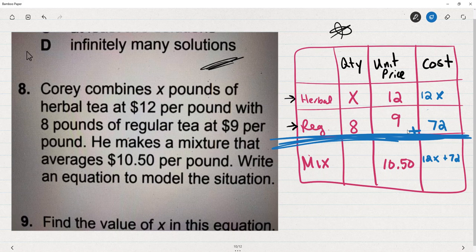Will it make any sense to say that the unit prices can be added together? No. $12 plus $9 doesn't add up to $10.50. So we have to sometimes call that out to a student. But the total quantity can be written as a total. So we have 8 pounds plus x pounds.